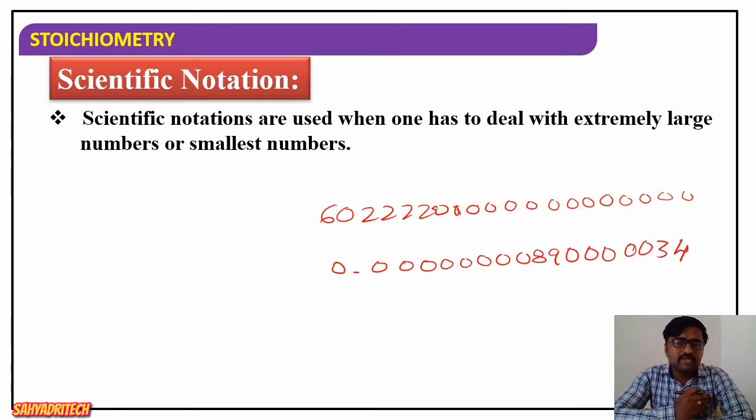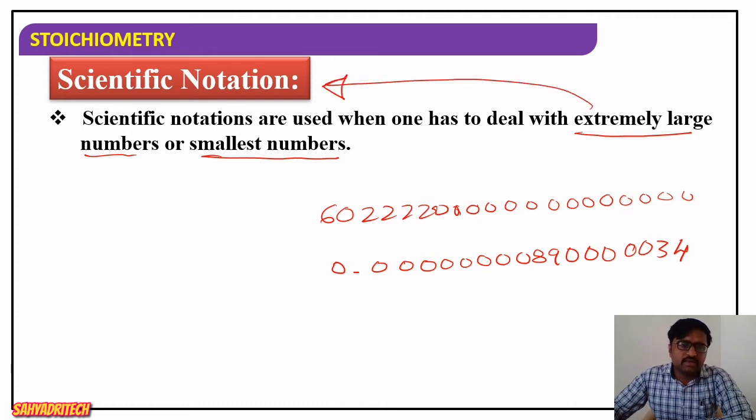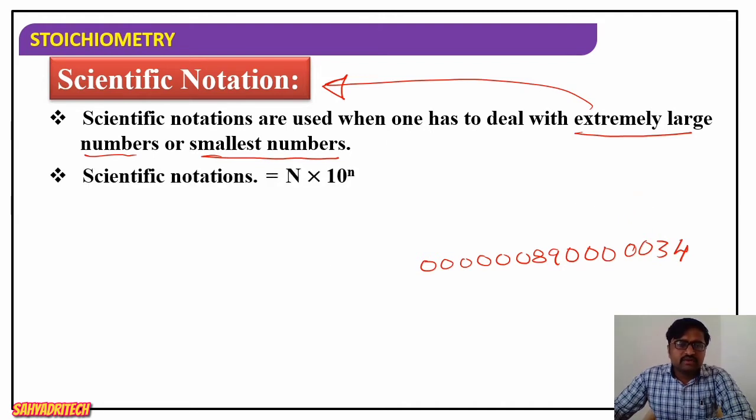In such a case, to overcome that difficulty, what did the scientists think of? Representing such numbers, very large numbers, extremely large numbers as well as the smallest numbers, in a different form. It's all about scientific notation. So scientific notations are used when one has to deal with extremely large numbers or smallest numbers. So what is scientific notation actually?